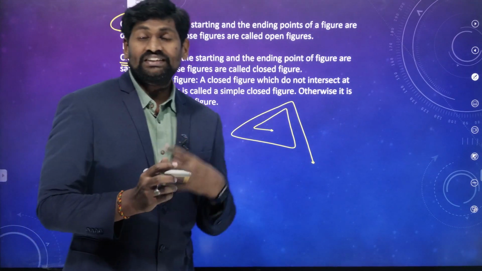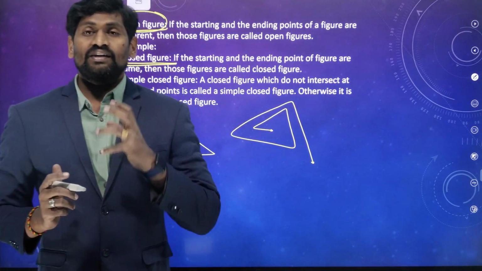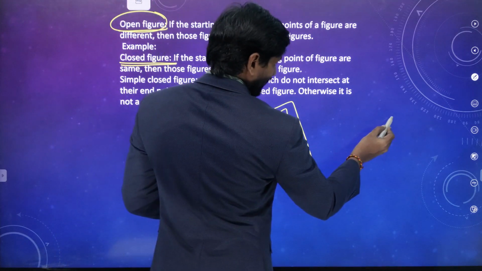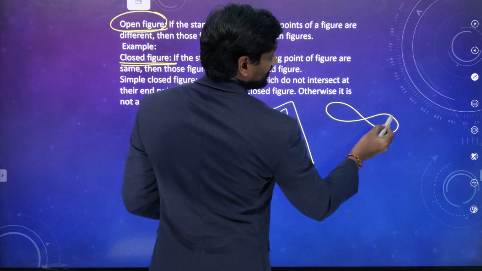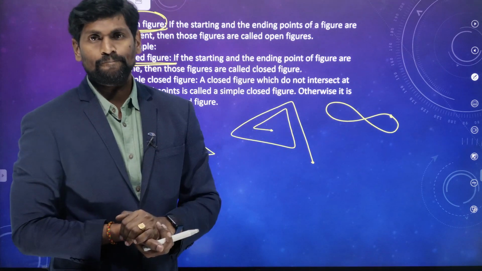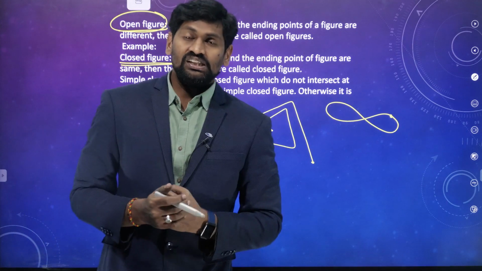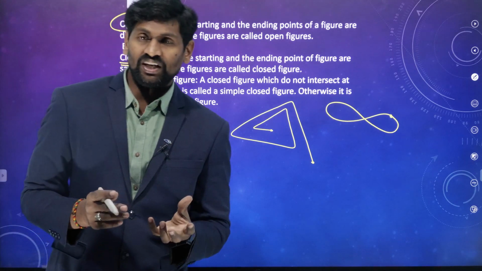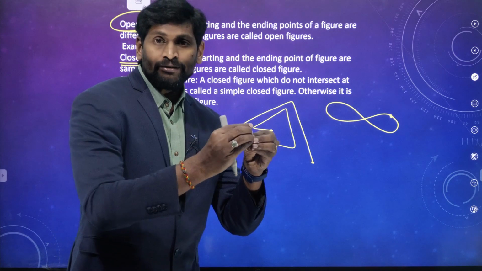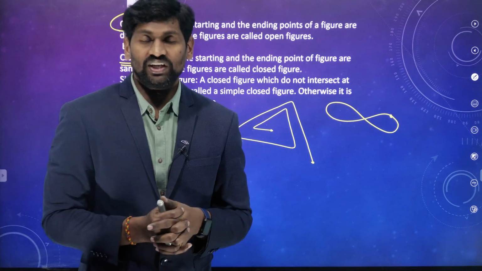Now, what about simple closed figures? We discussed open figures and closed figures. What are simple closed figures? While you are observing, I am drawing a figure like this. Yes, the starting point and ending point are both the same, so it is a closed figure. But a simple closed figure is somewhat different from a closed figure. A simple closed figure is also a closed figure, but it never intersects itself at a point.